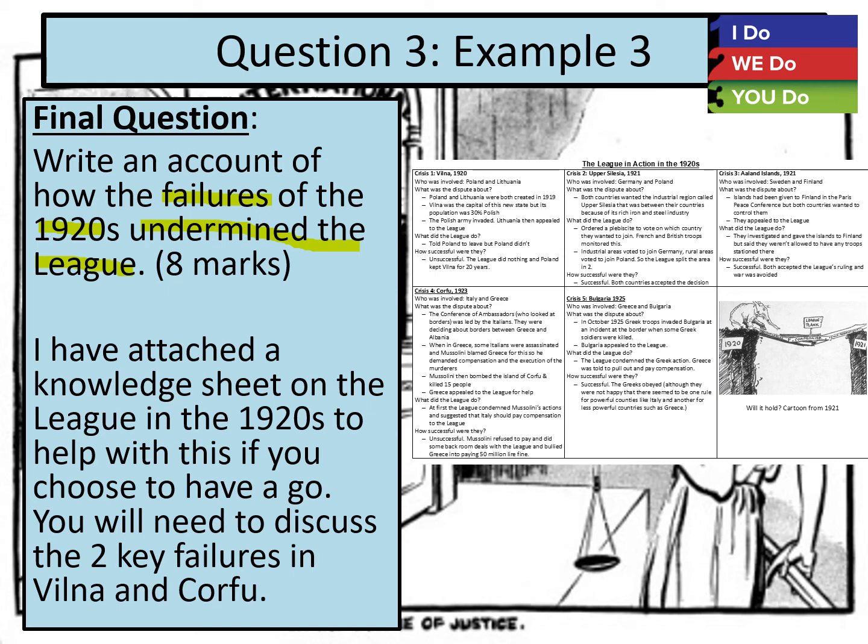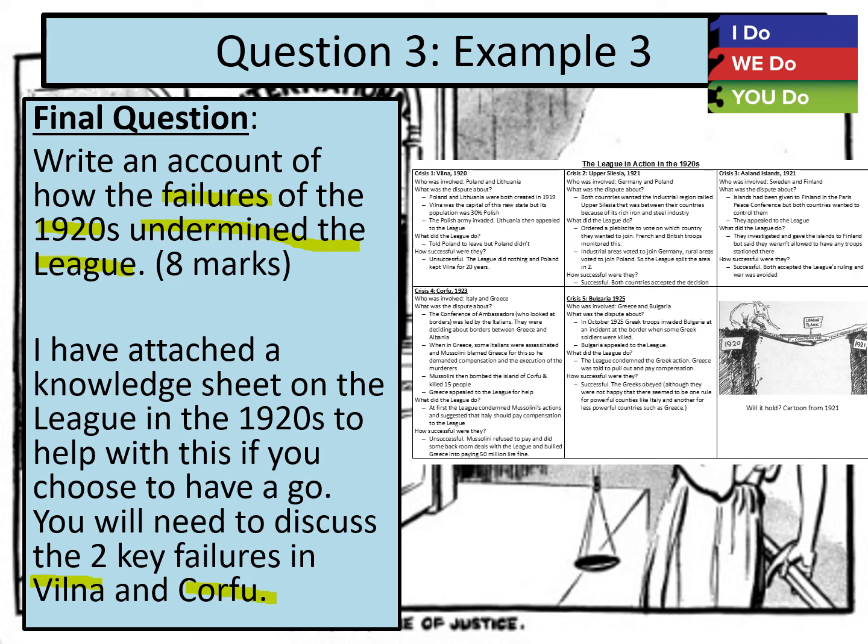You've got the ability to answer the question now because you've got the skills. So all that you're doing in this final question is you're going to tell me about some of the failures of the 1920s. Well, there's a number of examples here in terms of what the League wasn't able to do. And in fact, there's 2 main examples of where the League failed. And these 2 main examples are in Vilna and Corfu. So in this answer, in order to be able to write an account of how the failures of the 1920s undermined the League, you talk about and you discuss those 2 incidents.